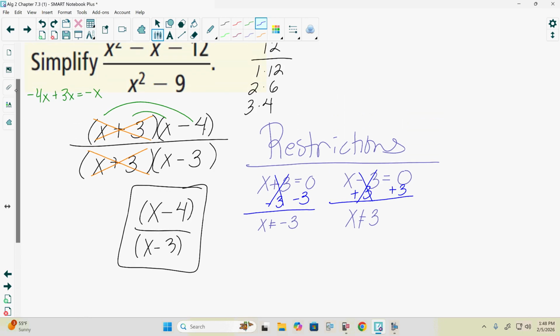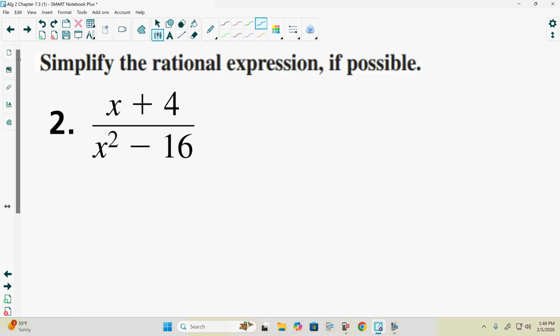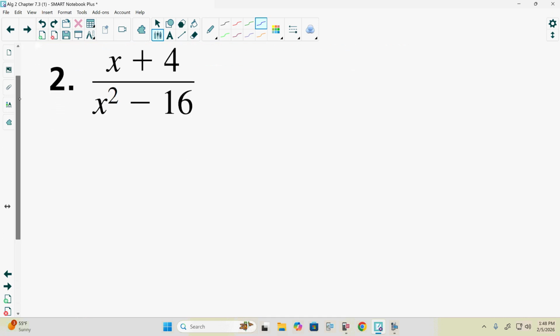Questions on this here? We ready for the next one? X plus 4 over x squared minus 16. So, we need to figure out what to factor out. Yes, we need to factor it.